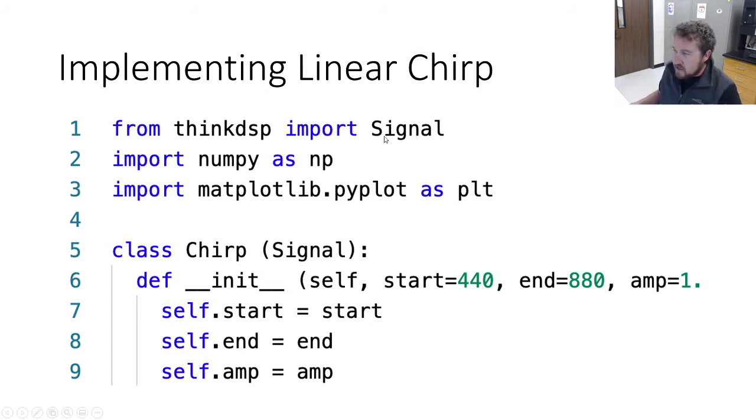We're going to extend the signal class from Think DSP. We need to use NumPy to get some NumPy array business, and then of course we need matplotlib.pyplot to display our signal. We have our class definition here. Our chirp extends signal. We've got our constructor. In it, there's three major parameters: the start frequency in hertz, and the end frequency, so where we're going to start, where we're going to end. By default, we're going to use 440 to 880, which is just an A to a B in music, and a default amplitude of 1, and then we just assign those values in the constructor.